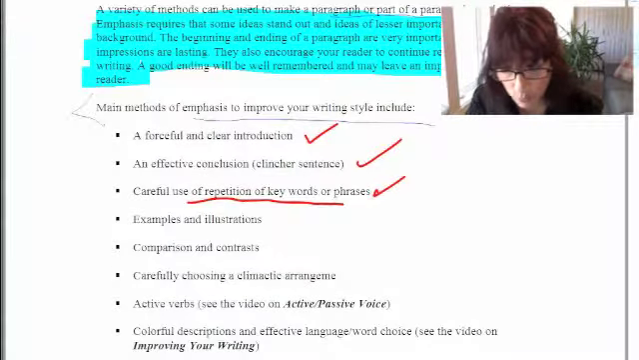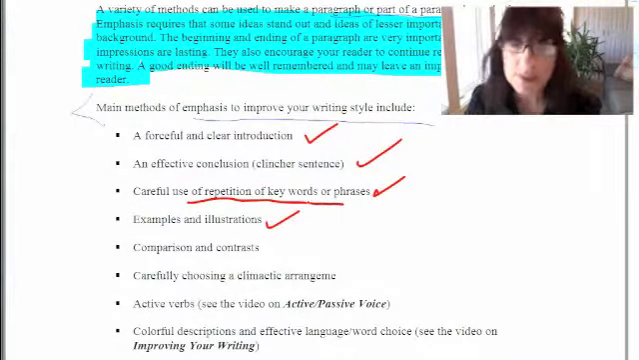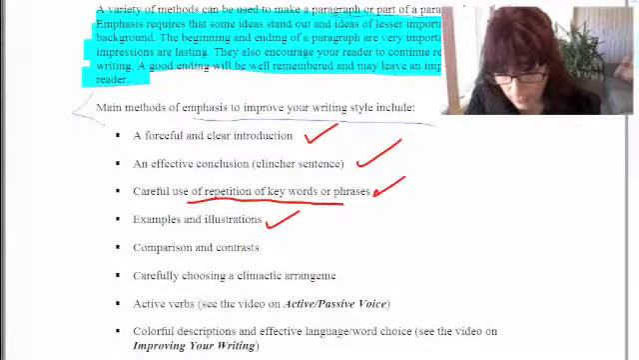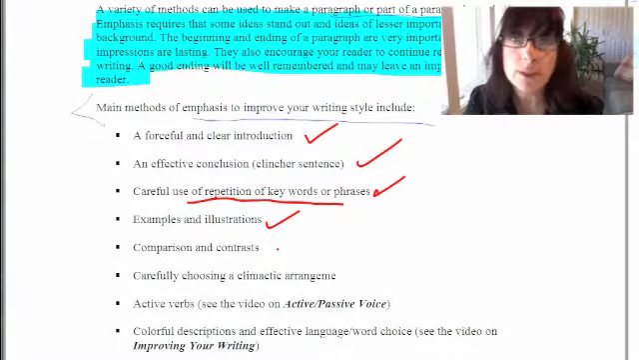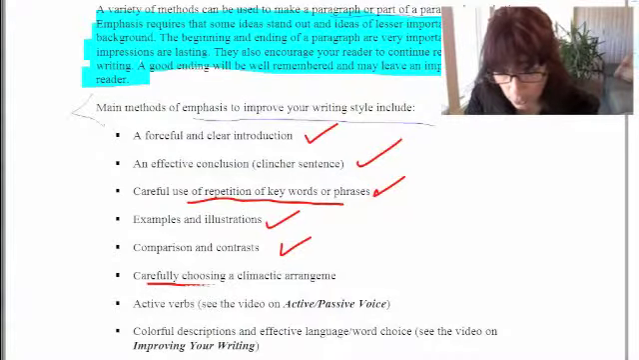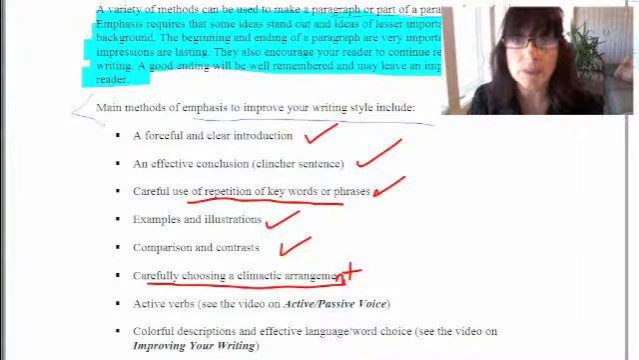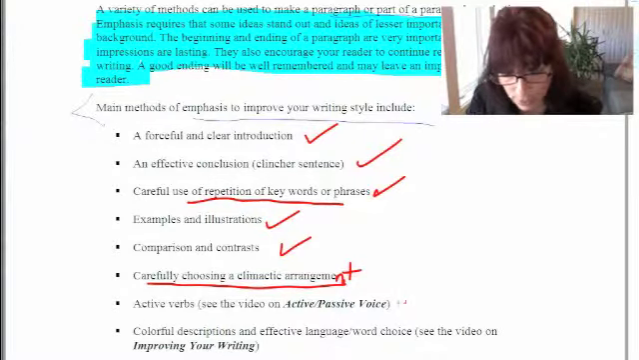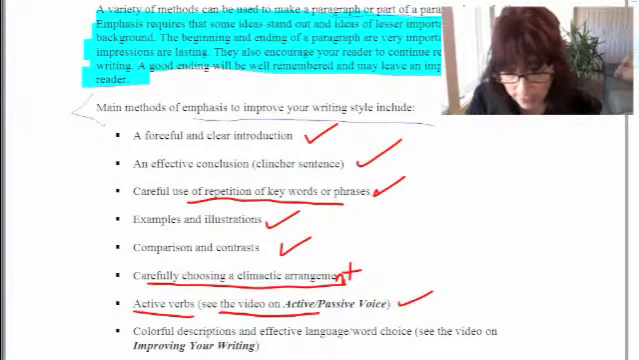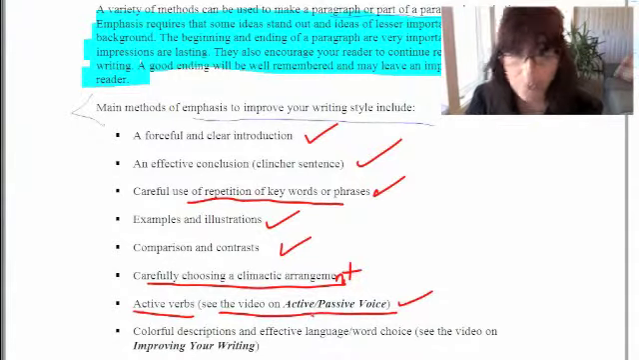You're also going to want to include effective examples and illustrations in your paragraph for emphasis. You might want to use comparisons and contrasts. You will want to choose some kind of climactic arrangement to your writing and decide what kind of arrangement to use. Try to write using active verbs, and I will explain this in more detail, but there's also a video on the use of active and passive voice on my website.